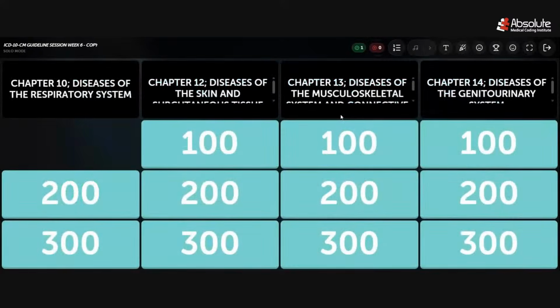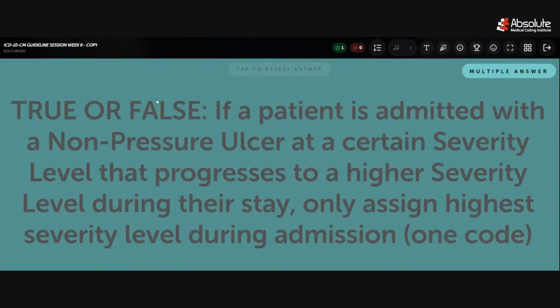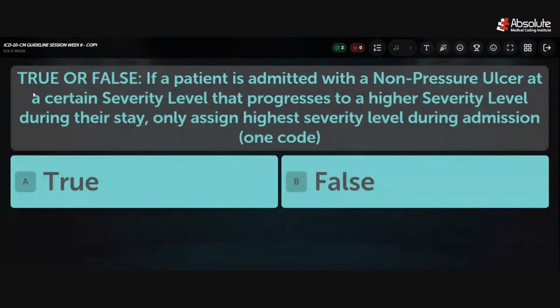Now we're going to move over to our chapter 12, diseases of the skin and subcutaneous tissue, for 200. Okay, true or false? If a patient is admitted with a non-pressure ulcer at a certain severity level and that progresses to a higher severity level during their stay, only assign the highest severity level during admission. So only use one code. What do we think about this one, guys? Let me know in the chat, true or false.